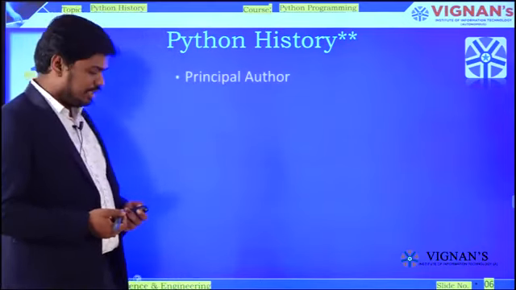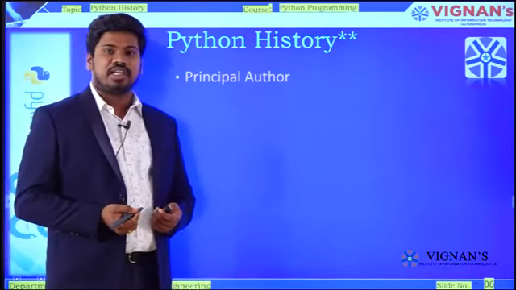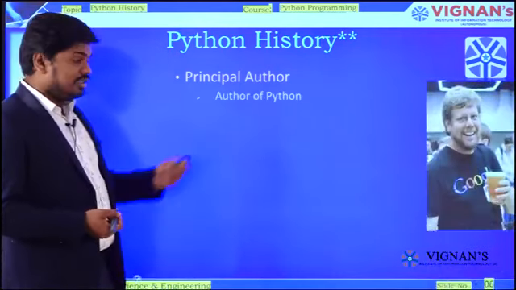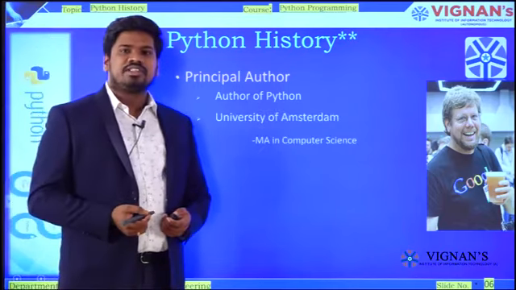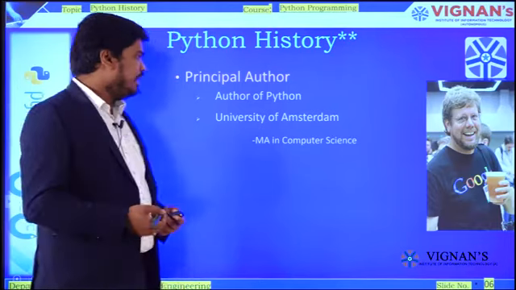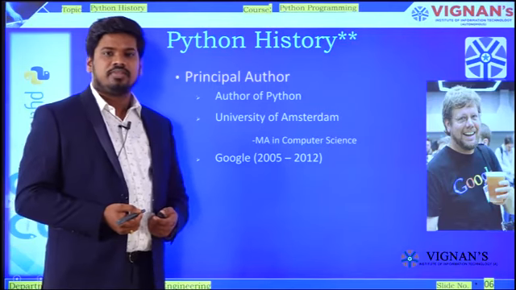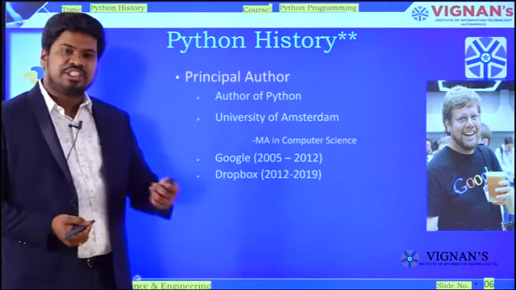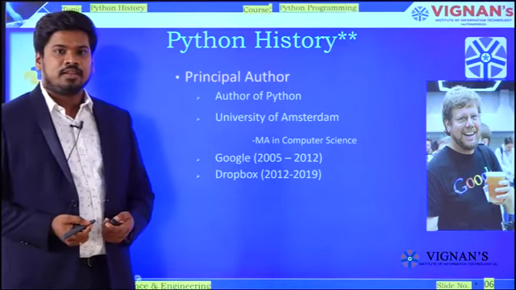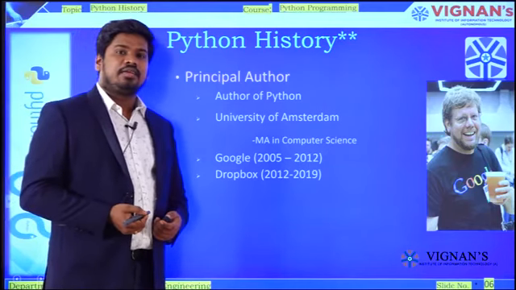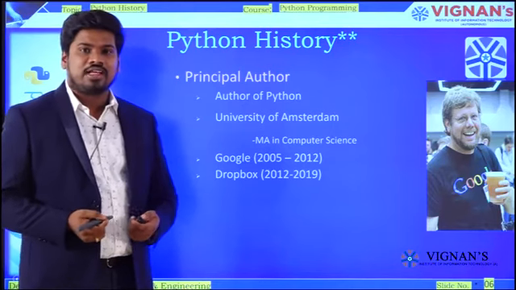Coming to the Python history, the principal author of Python is Guido van Rossum. I have already explained that in my previous slide. He studied at the University of Amsterdam and did an MA in computer science. He worked at Google from 2005 to 2012, and after that he shifted to Dropbox, where he worked till 2019. This is his entire introduction, the Python author Guido van Rossum.